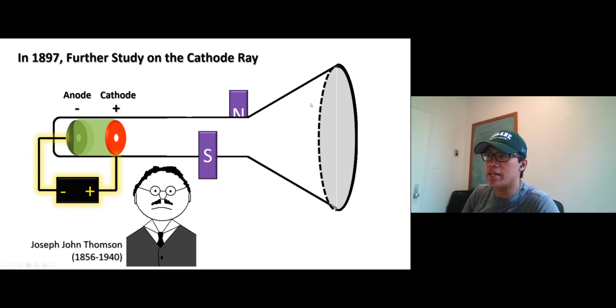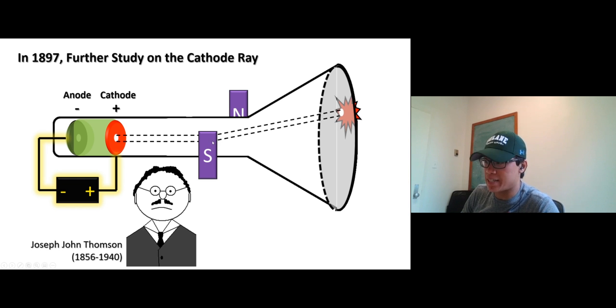A year later, in 1897, further study on the cathode ray. JJ Thomson put a magnetic field right here and also an electrical field, and he found that the cathode ray can be deflected because it is charged. With the electrical field, the deflection goes toward the positive pole, because it's an electron. By measuring the direction and how much it can be bent by the magnet, he was able to measure the mass of these rays.